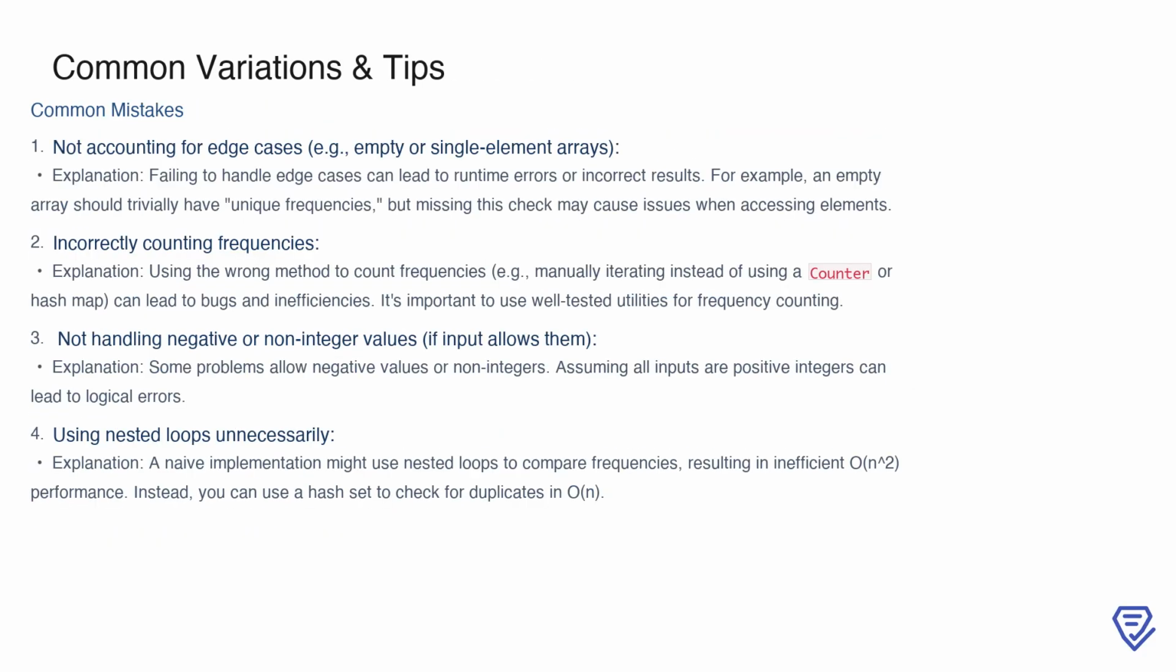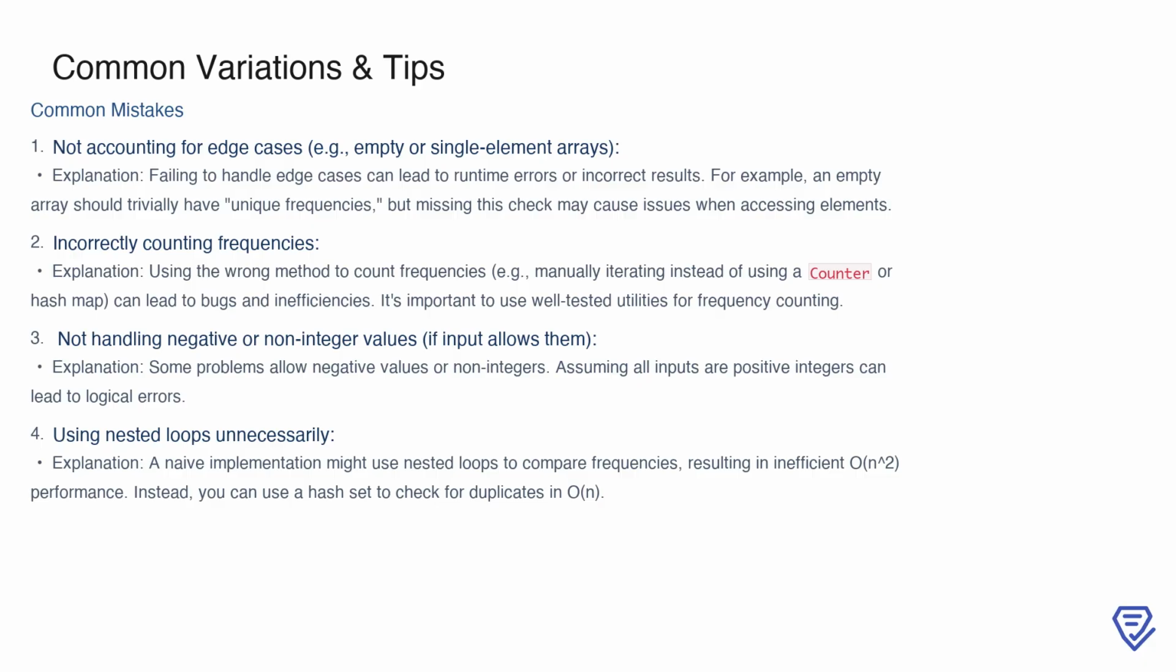When working on this problem, there are some common mistakes you need to watch out for. First, failing to account for edge cases, such as empty or single-element arrays, can lead to runtime errors or incorrect results. For instance, an empty array should automatically satisfy the condition of having unique frequencies, but if you miss this check, you may encounter issues when trying to access elements that don't exist.